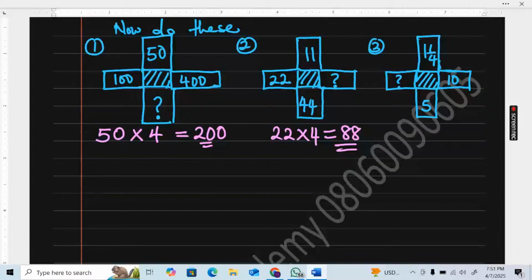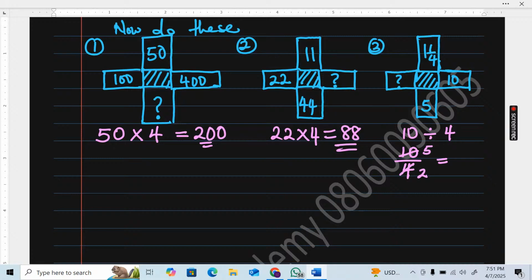For number 3, take the number on the left and divide the number on the right by 4. That is 10 divided by 4. So let's make it a fraction. 10 over 4. 2 can divide. 2 goes into 10, that's 5. 2 goes into 4, that's 2.